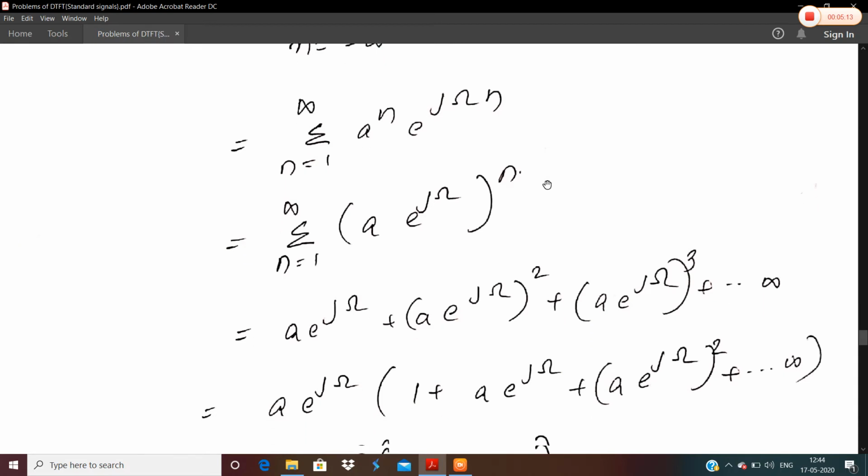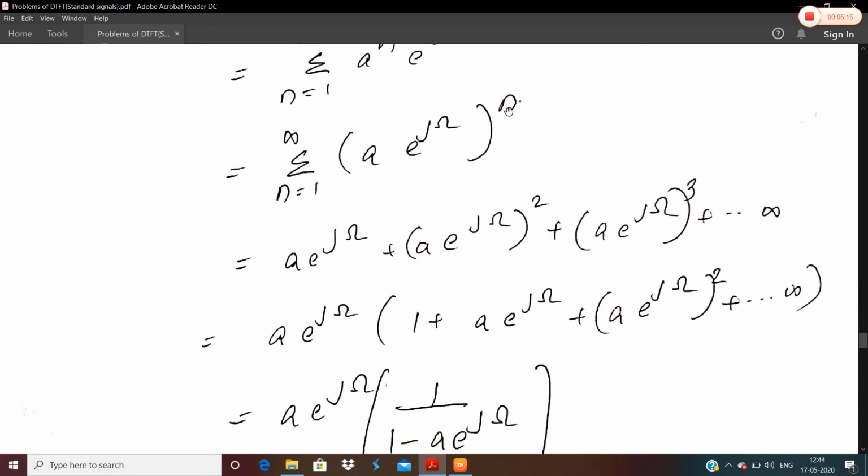In the next step, what we are doing is we are going to give the values for n from 1 to infinity. Sample values only we are giving. First we'll give n is equal to 1, so this first term becomes a into e raised to j omega whole raised to 1, that is a into e raised to j omega. Next, when you give n is equal to 2, it becomes a into e raised to j omega whole square. Giving n is equal to 3, it becomes a into e raised to j omega whole raised to 3, and so on up to infinity.